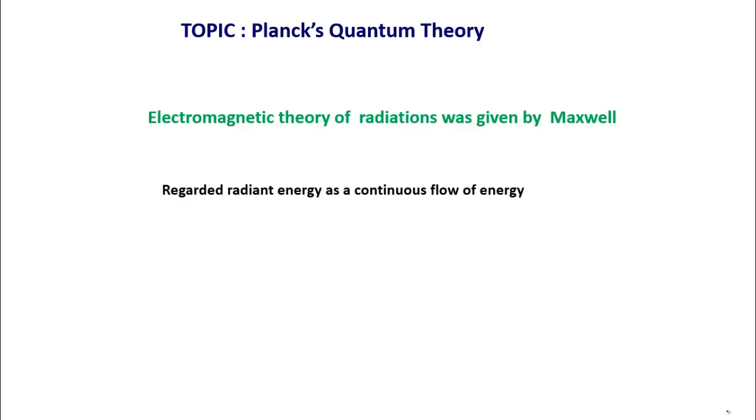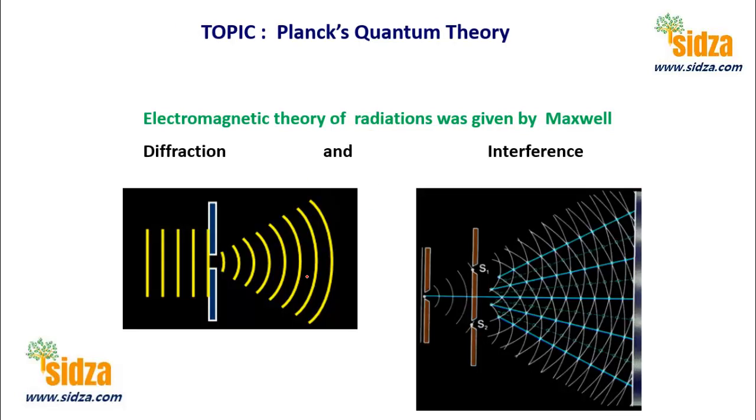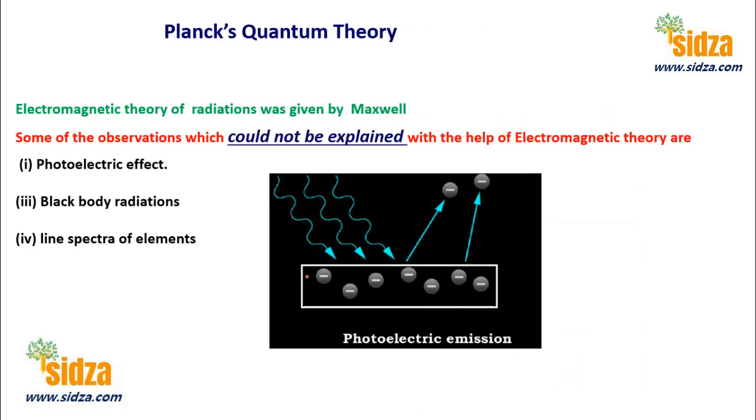Planck's quantum theory. Electromagnetic theory of radiations was given by Maxwell, and this theory regarded the radiant energy as a continuous flow of energy. Maxwell's electromagnetic wave theory successfully explained many properties of light, like reflection, refraction, diffraction, and interference. However, it failed to explain phenomena like the photoelectric effect, black body radiation, and the line spectra of the elements.